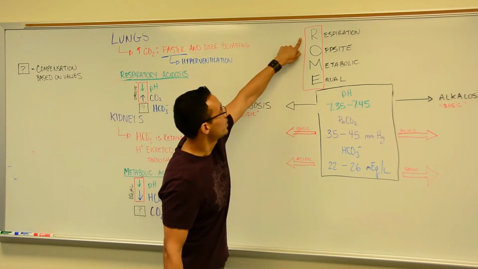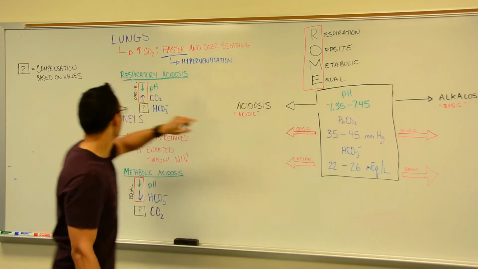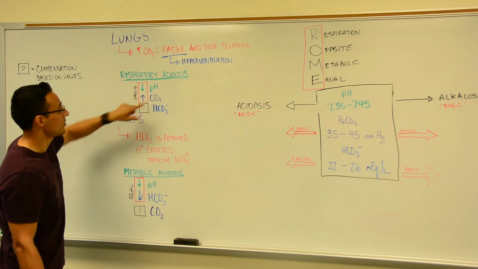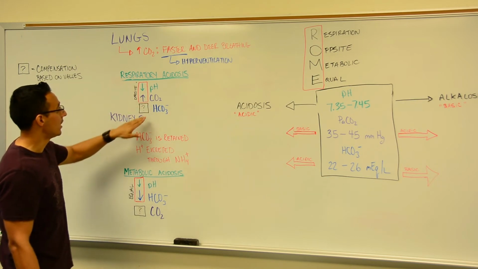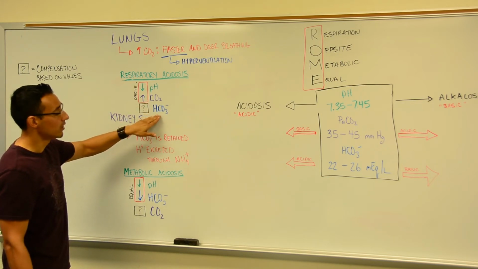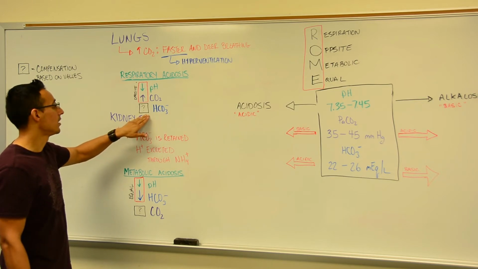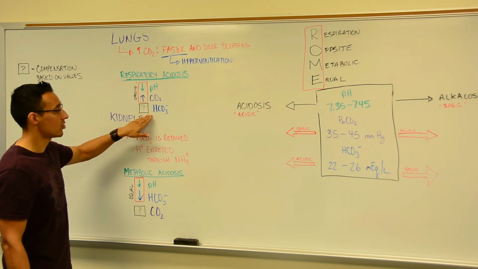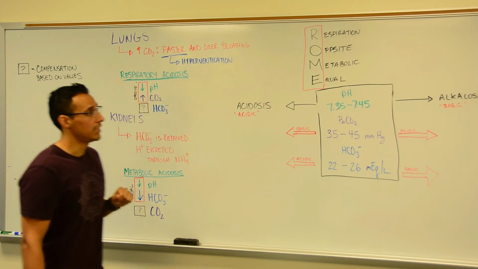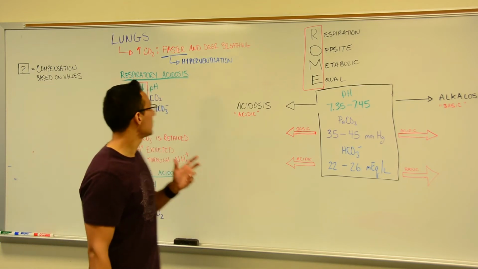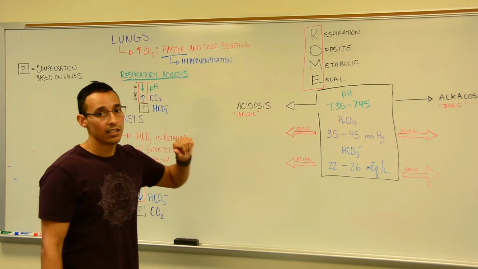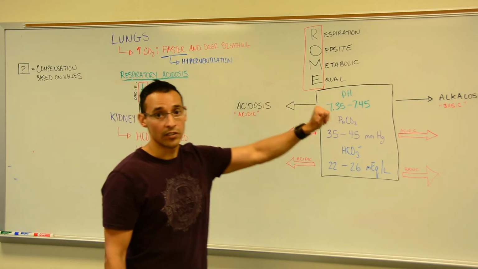ROME: respiration equals opposite. So your pH and your CO2 are opposite. Now I put a question mark on your bicarbonate because that's going to determine compensation for this stage. Now the next one that I want to show you is the same thing, respiratory alkalosis on the other side of the board.